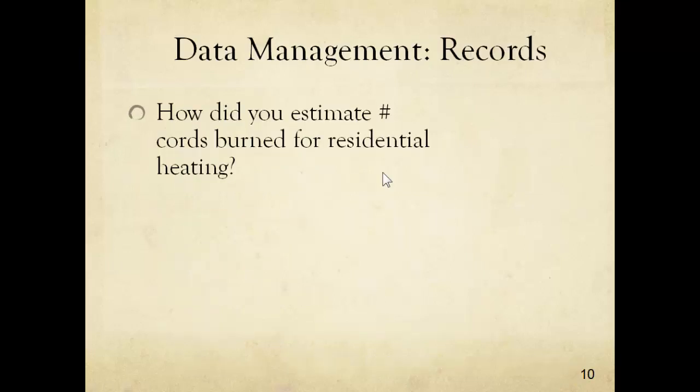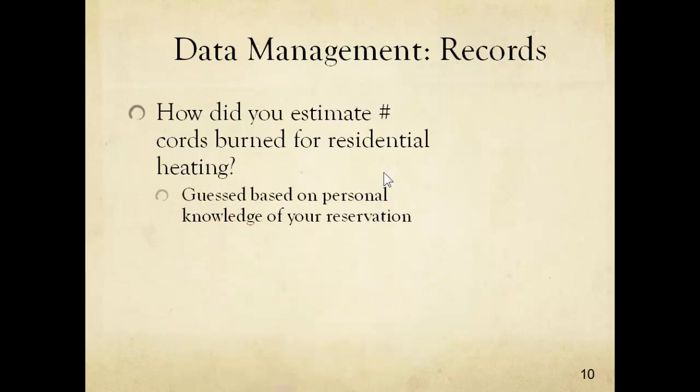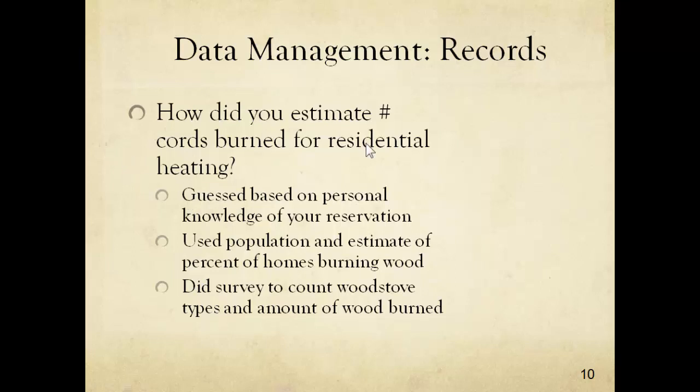So the question that you need to document in your data management is, how did you estimate the number of cords burned for residential heating? It's important that you document this, because when somebody's looking over your emissions inventory, they will want to know whether you did a quick and dirty estimate or you actually went out and gathered up-to-date site-specific activity data.